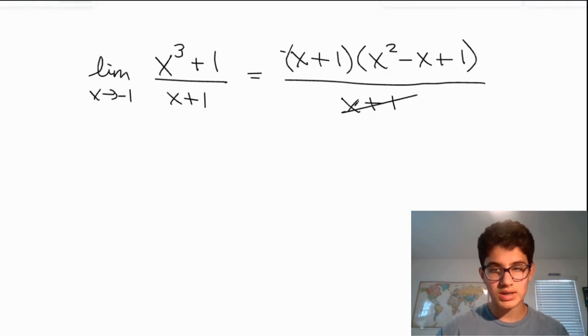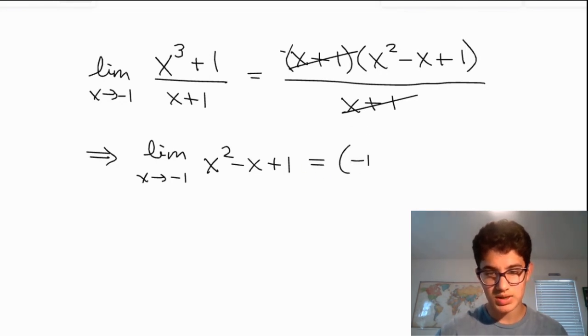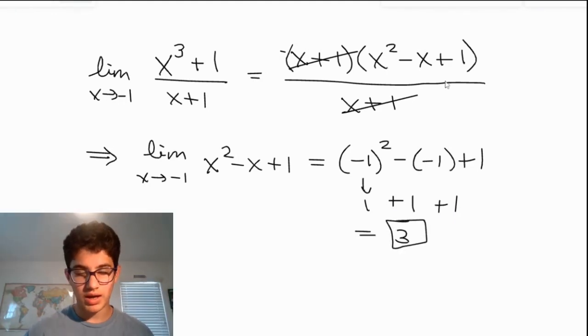Now we can cancel this with this. So this becomes the same thing as the limit as x goes to negative 1. That's not going to change ever. And now we've got x squared minus x plus 1. Over here, we can just plug it in, right? This is negative 1 squared minus negative 1 plus 1. So this becomes 1 plus 1 plus 1, which is equal to 3. So there you have it. That's our answer for this question.